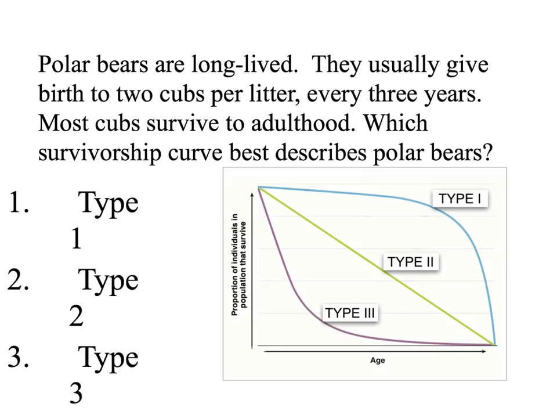Here's a practice problem. Polar bears are long-lived. They usually give birth to 2 cubs per litter every 3 years. Most cubs survive to adulthood. Which survivorship curve best describes polar bears? The correct answer is a Type 1 curve. Polar bears have a high survival rate until old age, when they drastically drop off.